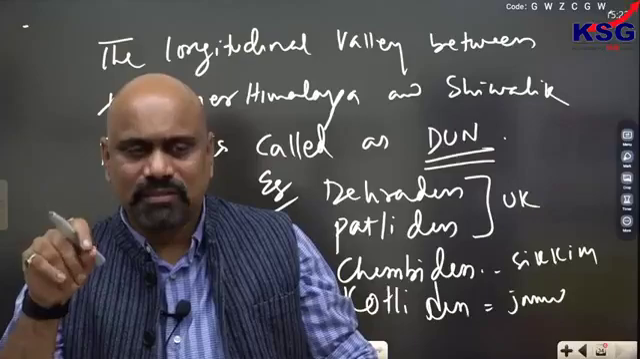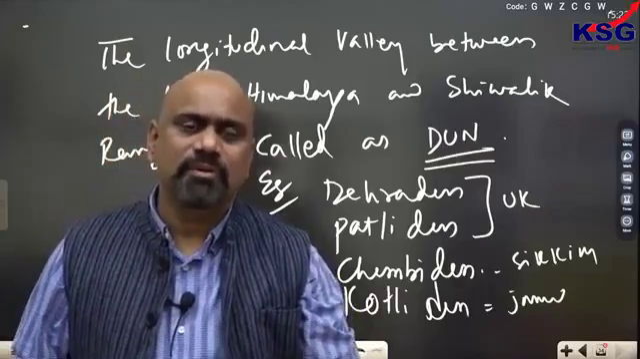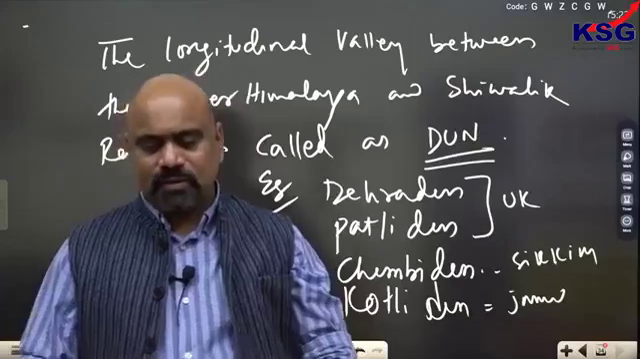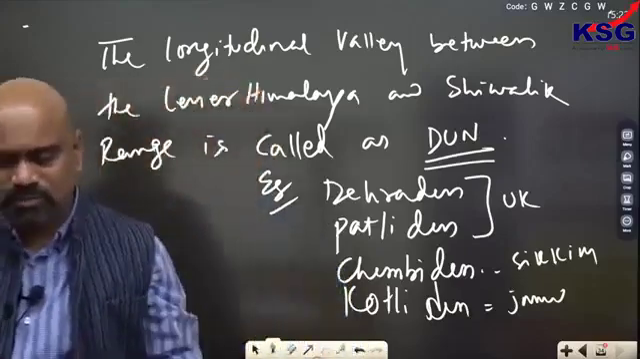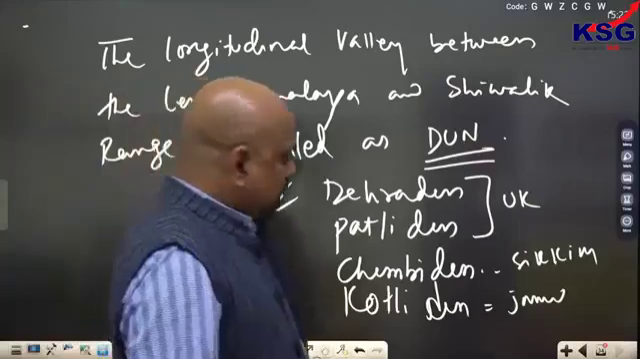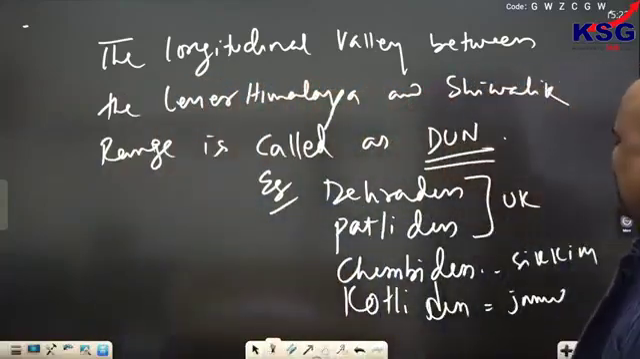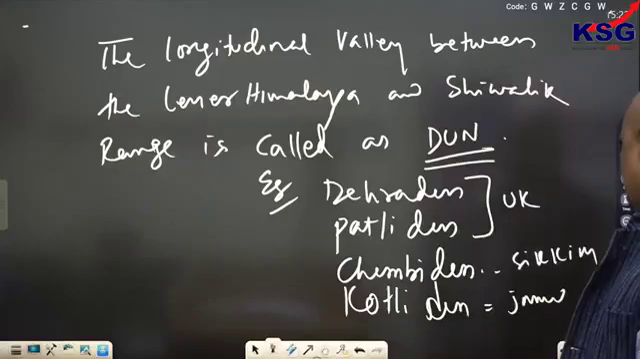Volume 1 of Gazette is given this. Land and people जो है ना उस पे दे रखा है, जो देखिए Government of India. So we need to see. Let me again check it out. Okay, thank you. I just said about the Dehradun, Patlidun, Chumbidun, Kotlidun, all these are.